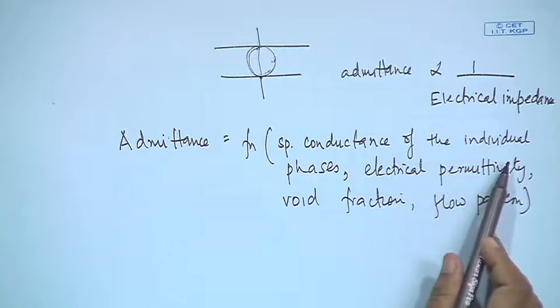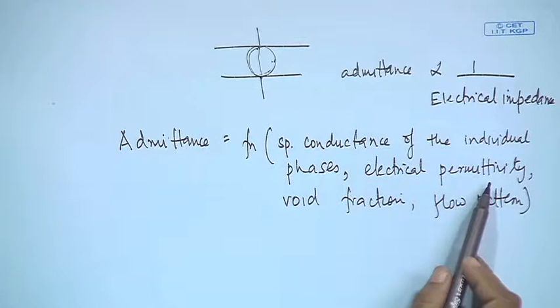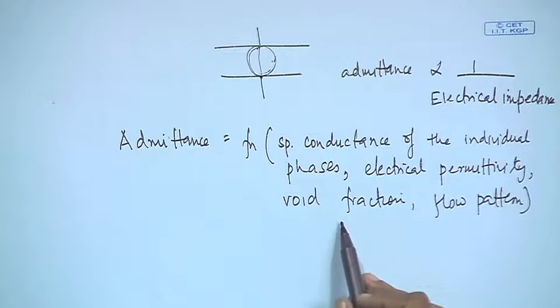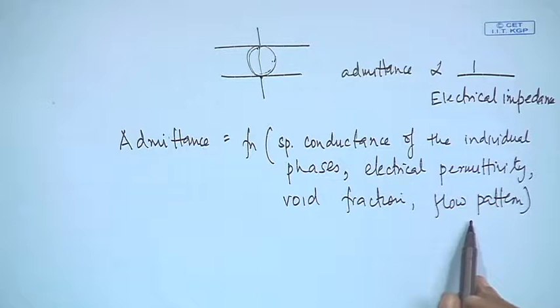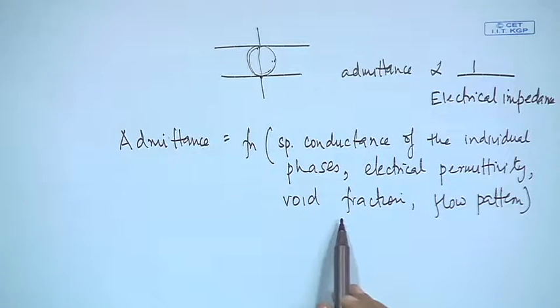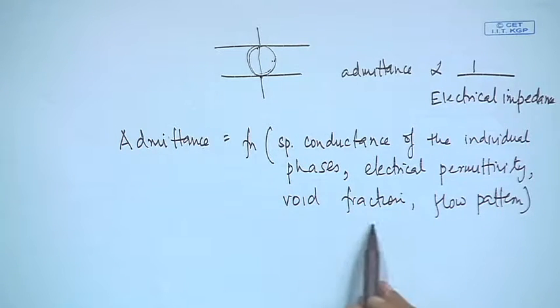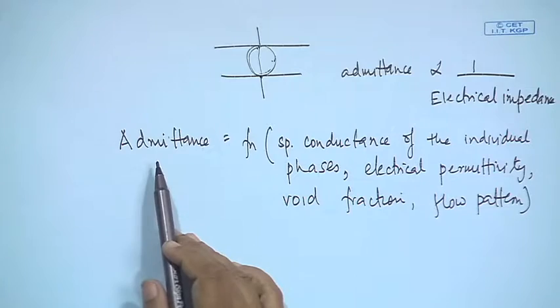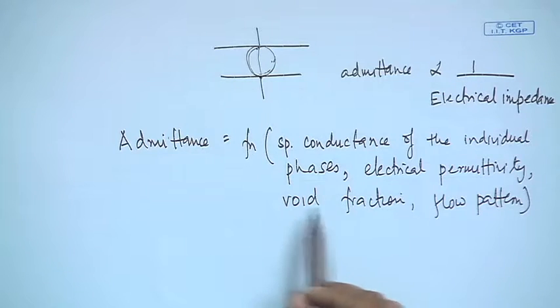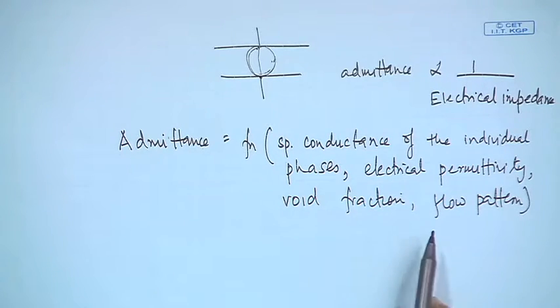Now, if the two phases are fixed, naturally the material properties become fixed, and in that case it is just a function of void fraction and flow pattern. It is a coupled function for one particular flow pattern. It has some specific relationship with void fraction, so if the flow pattern is known, then we can have an estimate of void fraction from the admittance, which can be either the conductance or the capacitance of the two-phase mixture. But in order to measure void fraction from admittance, we need to have a priori knowledge of the flow pattern.